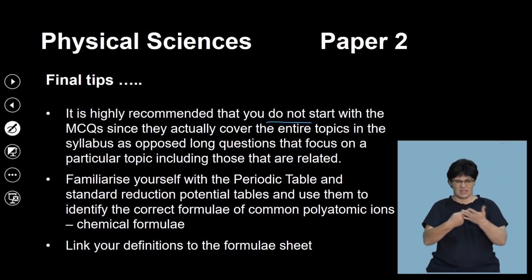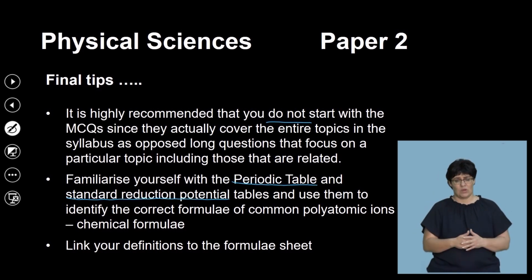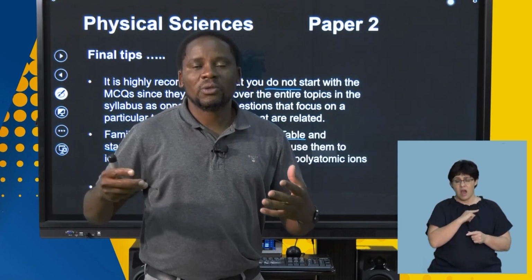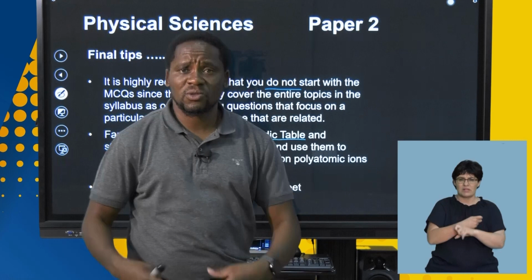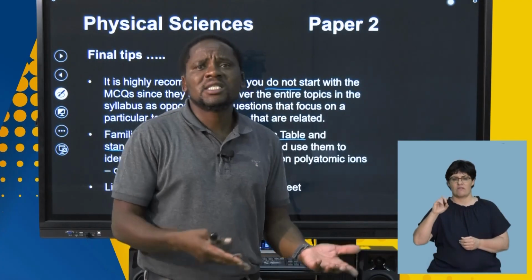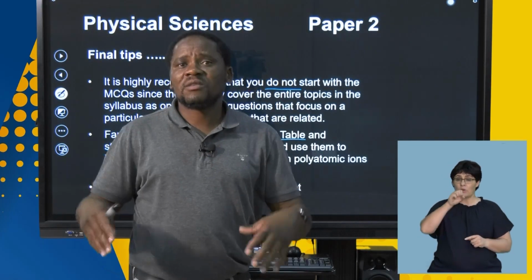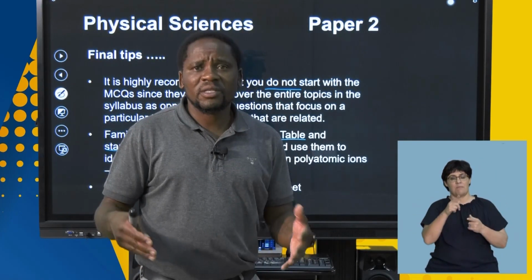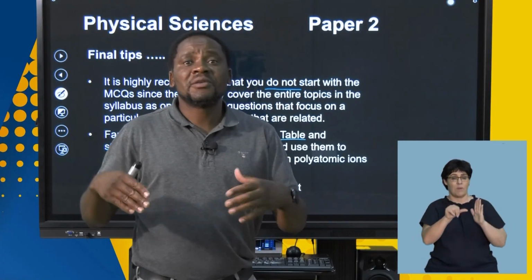We have addressed that. One more important thing, familiarize yourself with the periodic table. This is a very valuable tool, as well as the standard reduction potential tables. From the standard reduction potential tables, you are immediately able to extract some of the chemical formulae of complex ions, like in fertilizers, you talk about ammonium sulfate or ammonium nitrate. So the standard reduction potential tables have some of those. The periodic table gives you the valency of some of these elements, as far as the reactions are concerned.